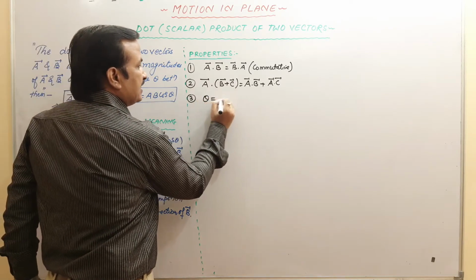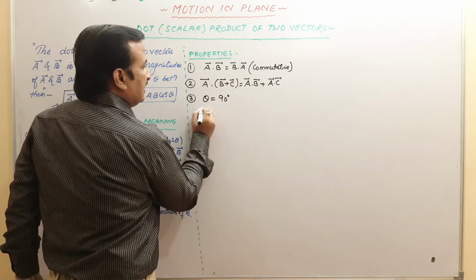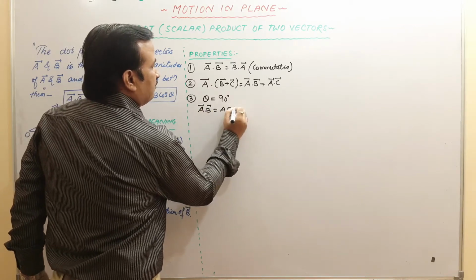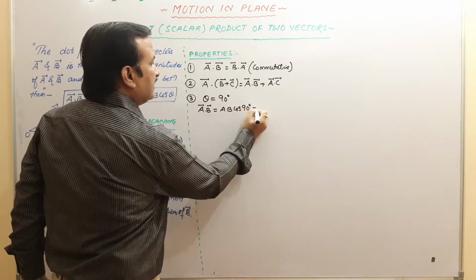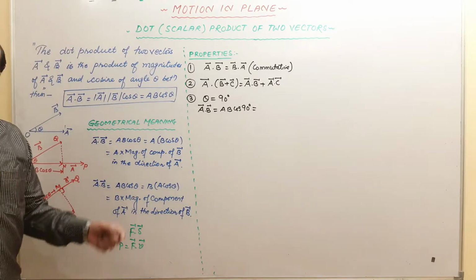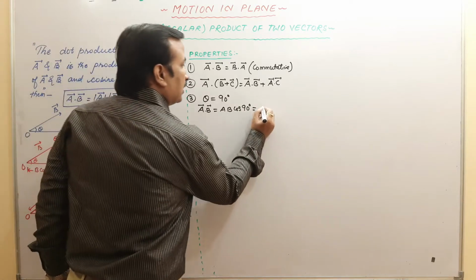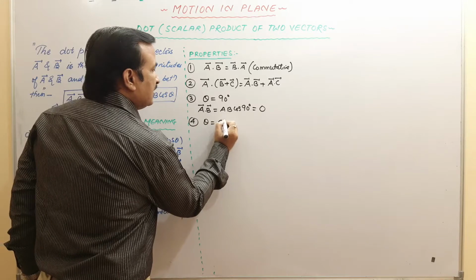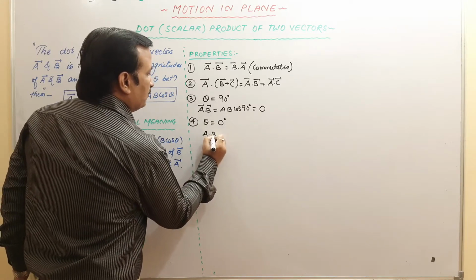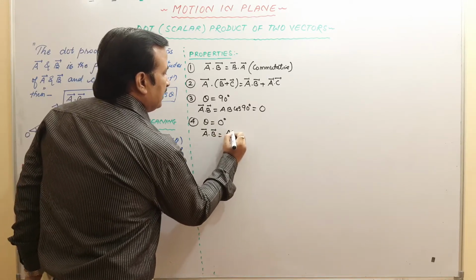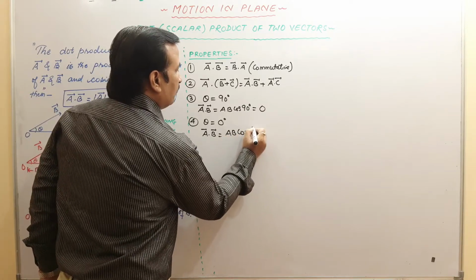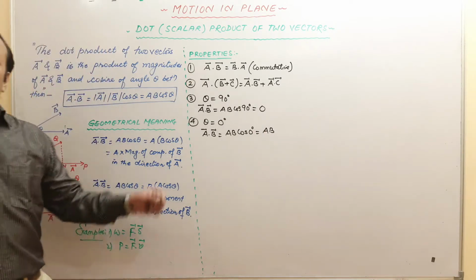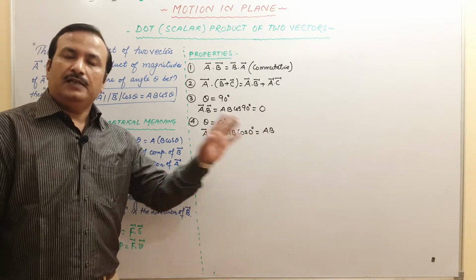So theta is 90 degree. If theta is 90 degree, A dot B is equal to AB cos 90. कितना आता है? Cos 90 is 0. उनका dot product आ जाएगा 0. Next, if theta is 0 degree, then A dot B, what we will be getting? AB cos 0, and what we have? Cos 0 is 1, so A dot B is simply the product of the magnitudes of the two vectors.